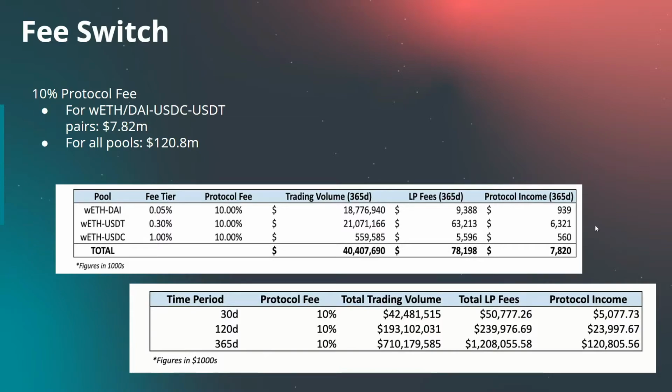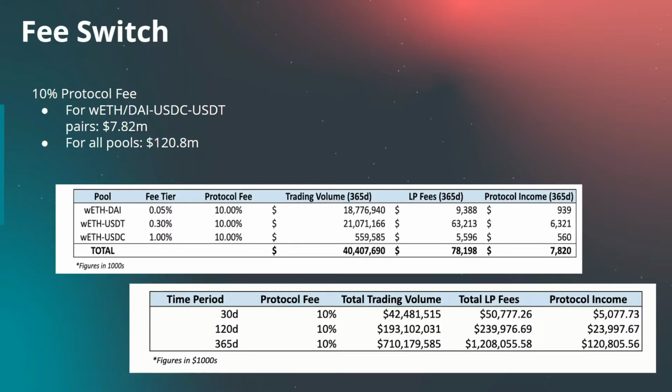But they didn't have any fee switch, and the treasury doesn't own any percentage of the fees right now. So it will be a big problem in case of a bear market. As we see, most of the protocols have fired their employees and shrunk their teams.